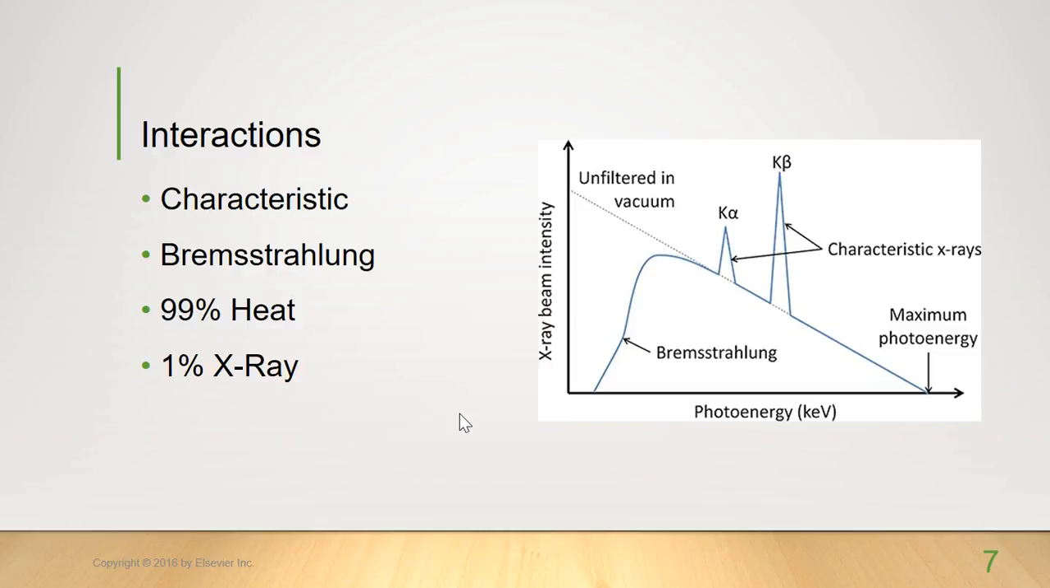You can go back to chapter 2 if you want, and then look at the structure of the atom if you need to. But now we're going to talk about it as an interaction within the tube. So remember, when all of these electrons hit the target, 99% go to heat, 1% becomes an X-ray. And depending on the factors we choose, you're either going to have characteristic X-rays or Bremsstrahlung. Now right here, doesn't mean much, but by the end of this conversation, you'll know why the Bremsstrahlung looks like this and characteristics look like that.